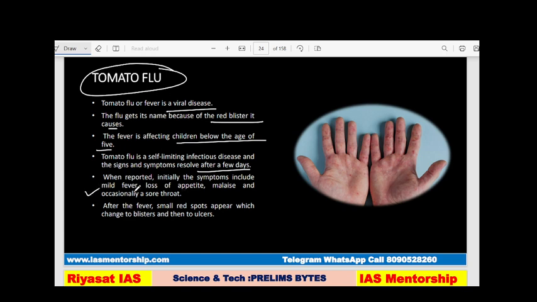क्या क्या चीजें हो रही है? सिम्टम माइल्ड फीवर, लॉस ऑफ एपेटाइट, मलेज एंड ओकेजनली अ सोर थ्रोट. ओके. रेड स्पॉट्स अपीयर, चेंज टू ब्लिस्टर्स व्हेन एंड देन टू अल्सर. मतलब ये इतने घातक है कि पहले तो आपको रेड कलर के डॉट्स दिखेंगे बस, उसके बाद ये ब्लिस्टर्स में बदल जाएंगे एंड देन टू अल्सर. क्लियर? ओके.